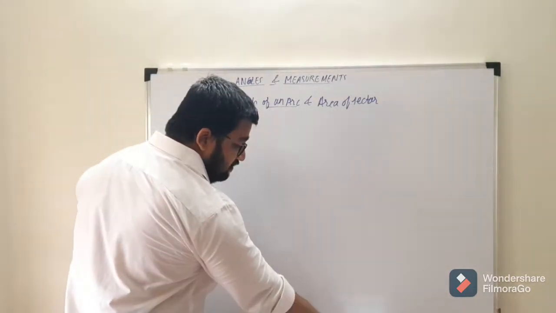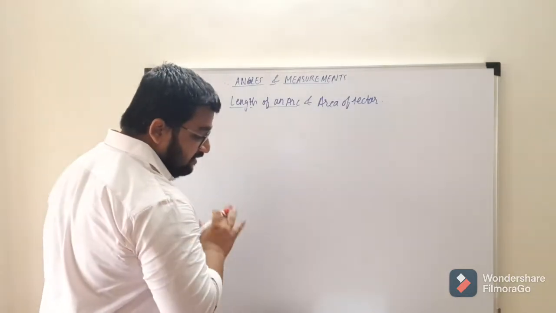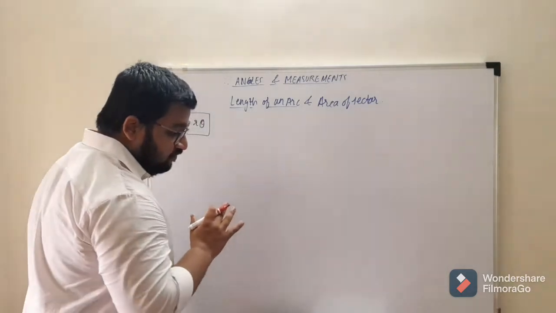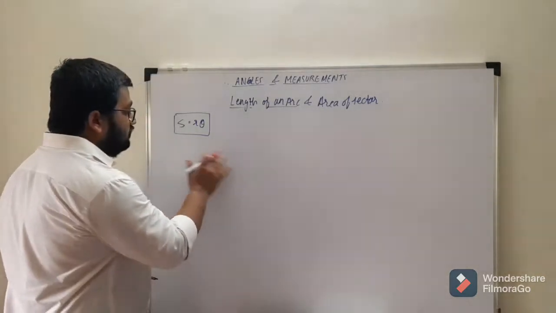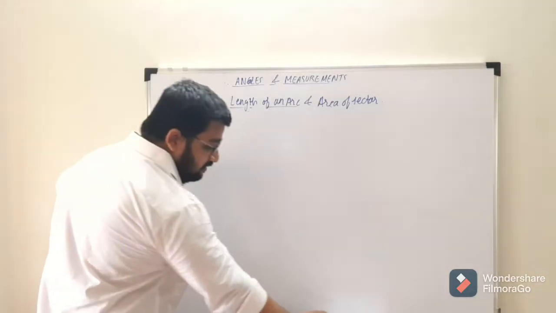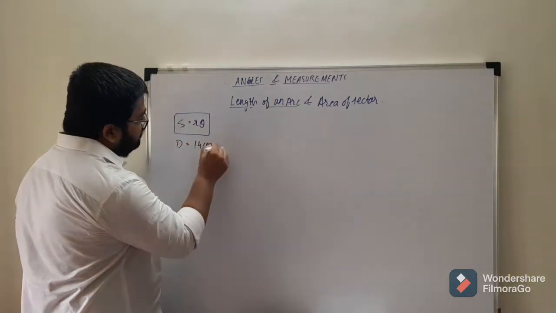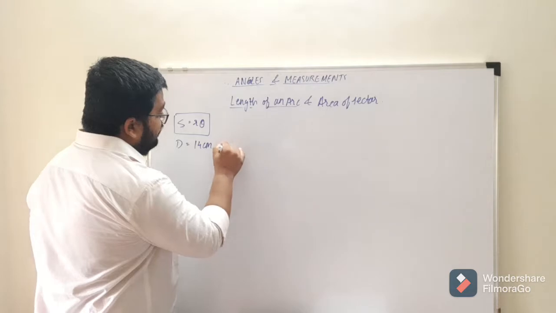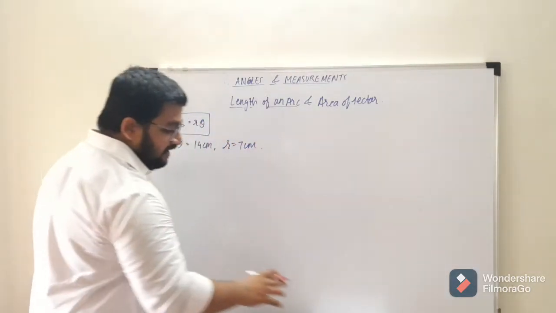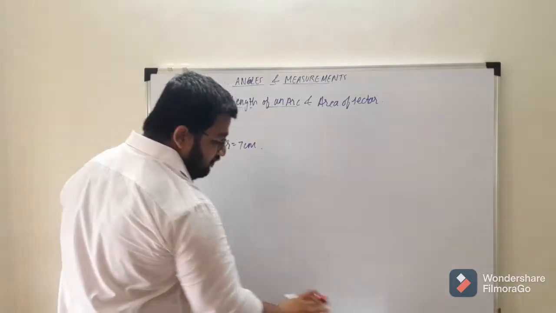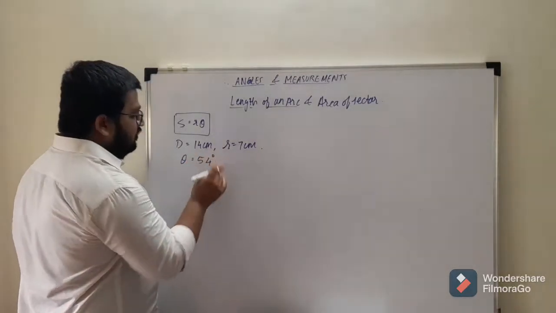The first problem is they have given the diameter of a circle is 14 centimeters. Find the length of the arc subtending an angle of 54 degrees at the center. Now firstly, let us write down what they have given. Diameter of the circle is 14 centimeters. As the diameter is 14, the radius will be 7 centimeters. That is quite basic. After that, they have given the angle subtending at the center is 54 degrees, that is theta is equal to 54 degrees. Now that's all we need.